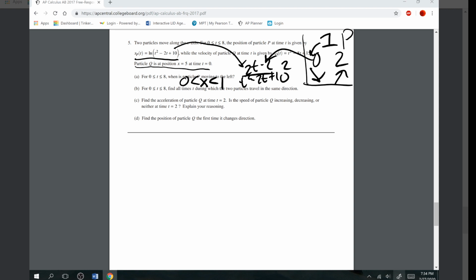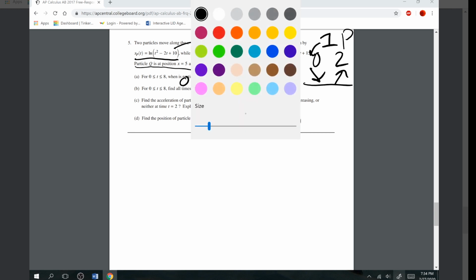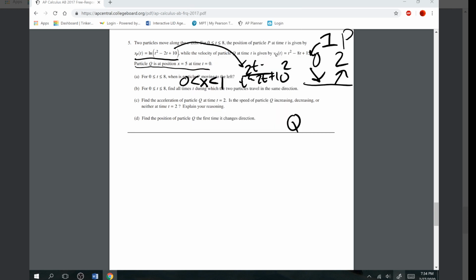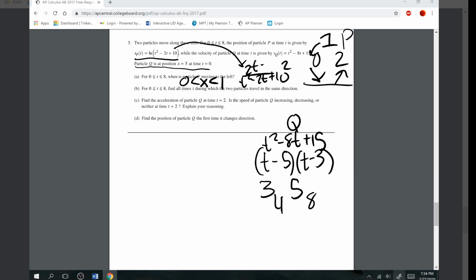And so now we do particle Q, which we're given a velocity equation for, which I arrowed over here. So that's already a derivative. So all I have to do is factor that equation. This is the velocity equation, if you can't see it because I wrote over it. And that factors super nicely, t minus 5, t minus 3, which means this guy changes at 3 and 5.